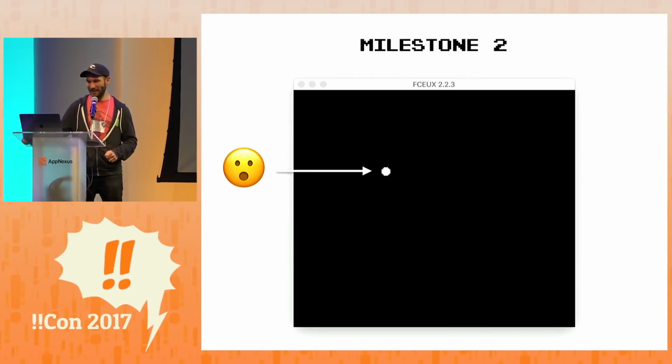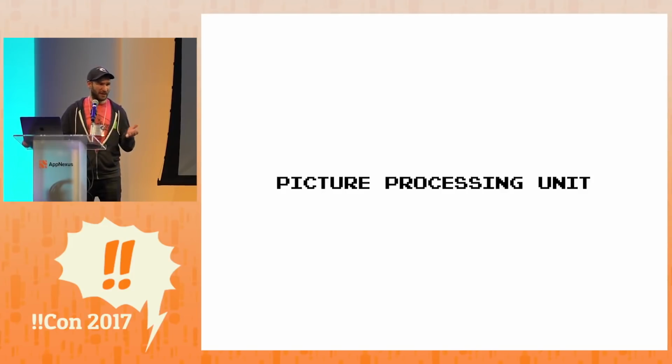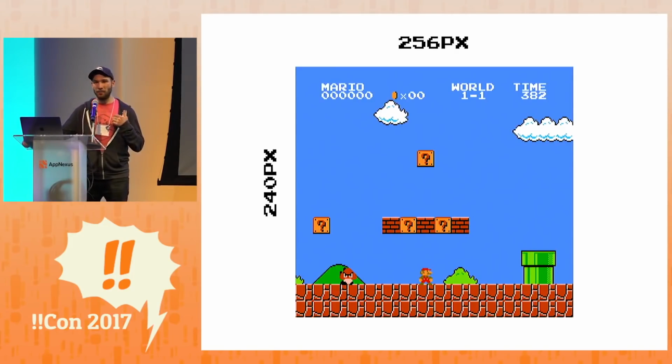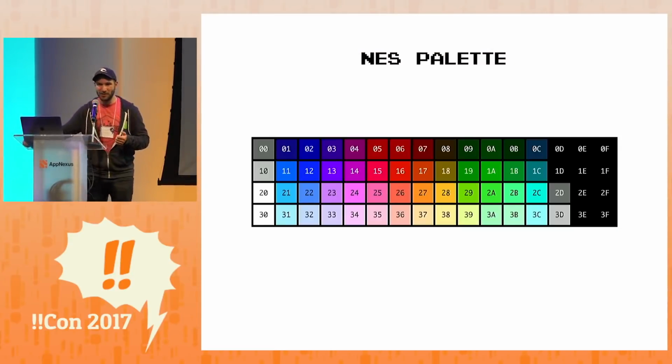I was so happy. So what I had to learn to display this ball is what's called the picture processing unit, and this is basically the graphics card for Nintendo. It's capable of displaying a 256 by 240 pixel image, of which you lose around 5% because of the overscan of the old CRT screens. You can't use RGB. I learned that. So you're actually limited to a 54 color palette, and you can only use 25 colors at a time.